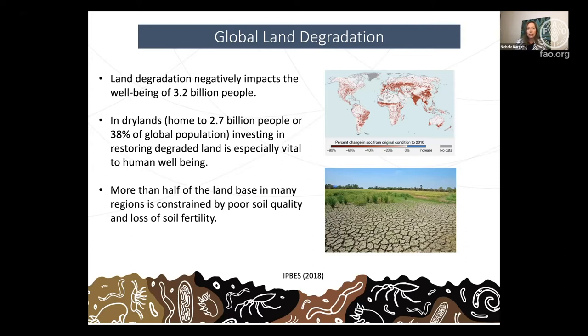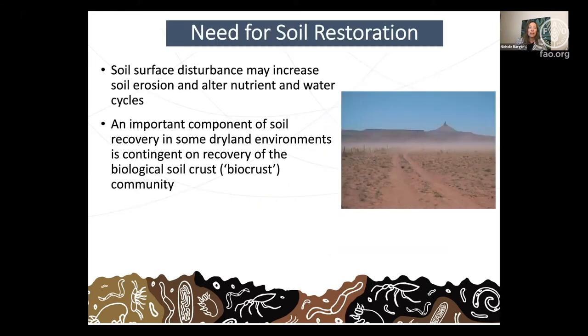So we're really thinking in my lab group and more broadly, how do we start restoring some of these microbial communities? And we really heard some of that in the previous talk. So the need for soil restoration is that soil surface disturbance may increase soil erosion and alter nutrient and water cycles and really be destabilizing. Many of the human activities in these ecosystems may be a destabilizing factor in terms of soils and soil mobilization.